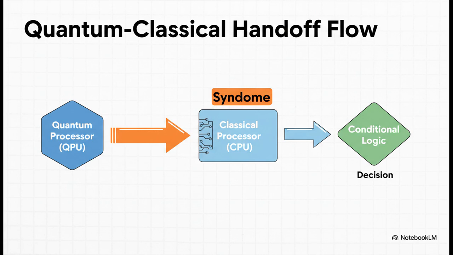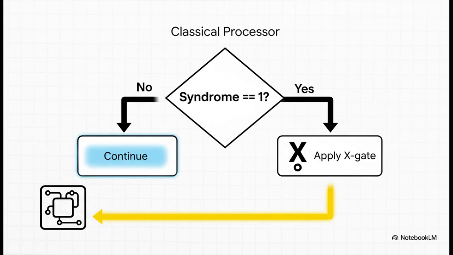Based on the syndrome value we just got, we can use simple conditional logic to decide what to do next. And this right here is the magic of the hybrid model. It's just a simple if statement, running on a classical processor that's controlling the quantum recovery operation. If the syndrome tells us there's an error, we just tell the quantum machine to apply a corrective X gate to flip the qubit right back where it belongs.